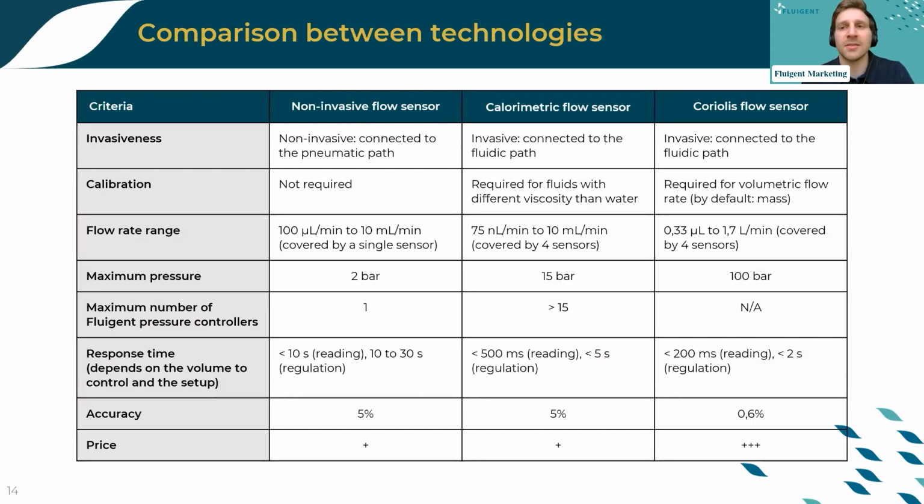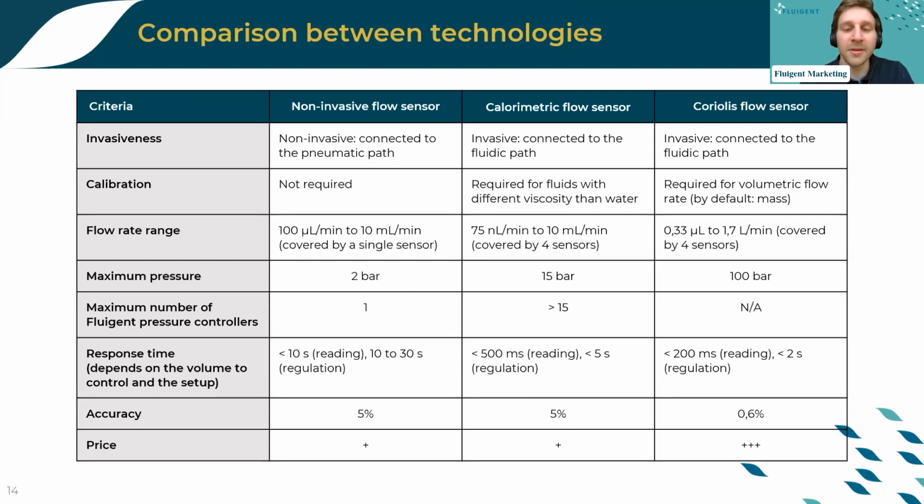Is it invasiveness? Is it a no-go for you to have a flow sensor on your fluidic line? If it is the case, the non-invasive flow sensors might be a good fit for you. Also, the flow rate ranges, the pressures that can be used, the response times of your system, as I said before. There's also a difference between the reading, the regulations, and the accuracy.